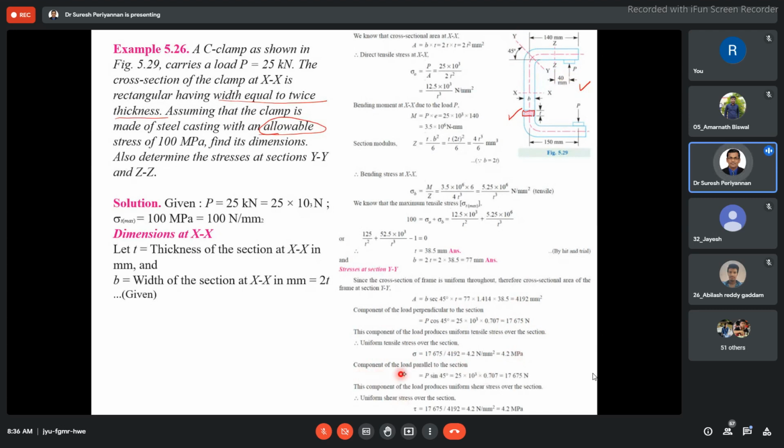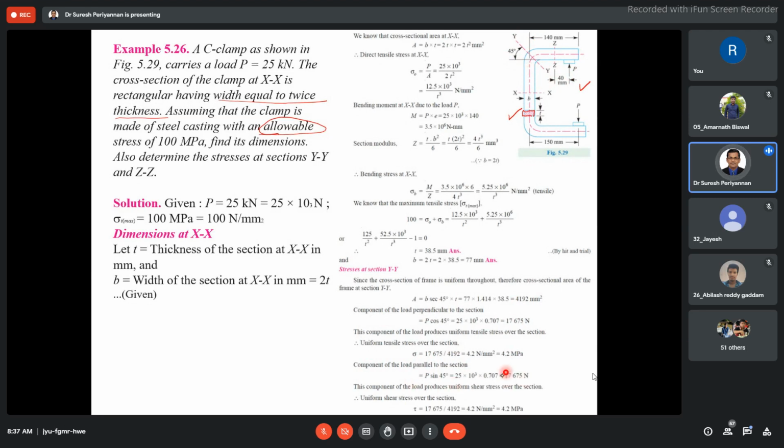The component load parallel to the section is P sin 45, because this P is resolved into two components in this cross section: one is P cos 45, one is P sin 45. Hence the component load parallel to the section is P into sin 45. The P is already given here. Hence, we use cos 45 and sin 45 for finding the perpendicular and parallel components of the force.